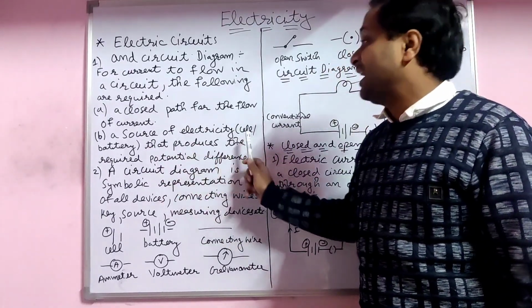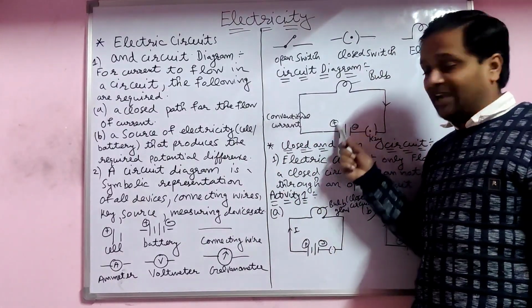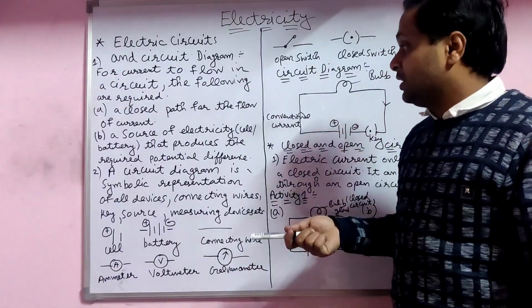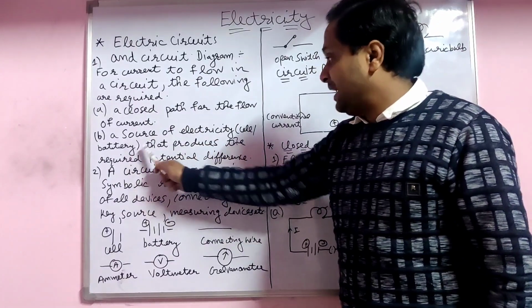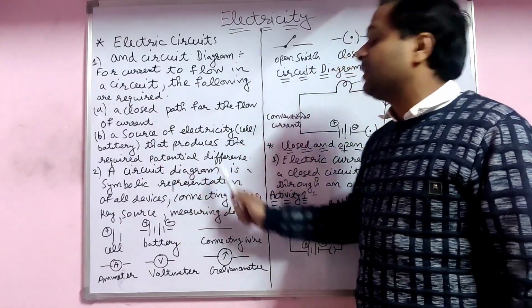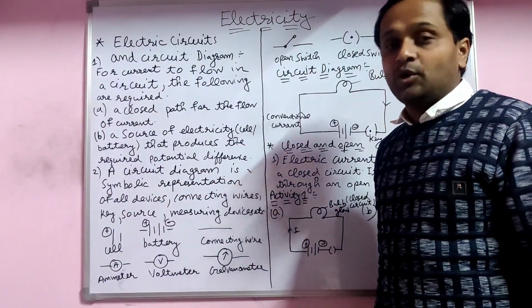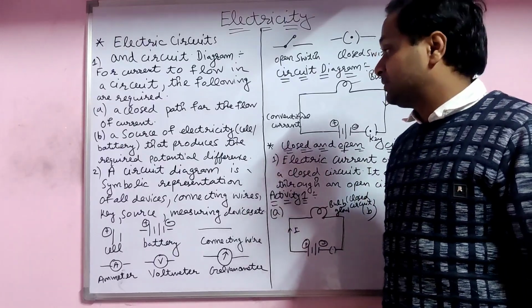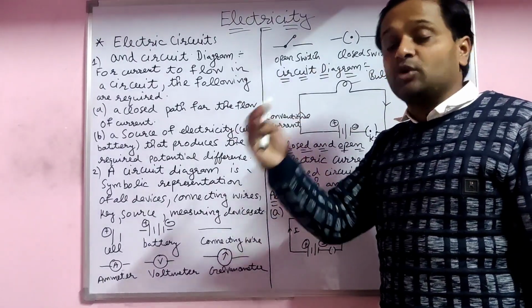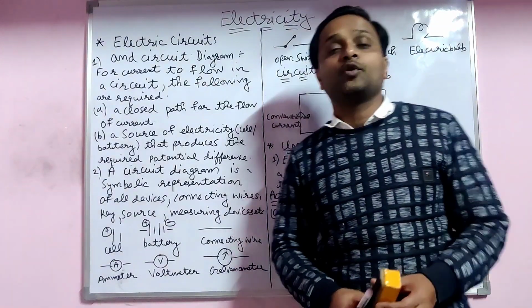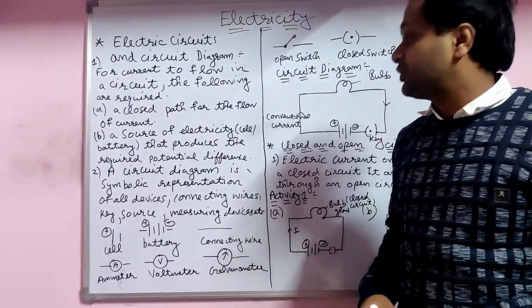Yes, a source of electricity. We want one source of electricity, maybe a battery, maybe a cell, that produces the required potential difference. I already explained about the potential difference. Positive and negative are required to flow the current in one direction, to flow the charge in one direction.